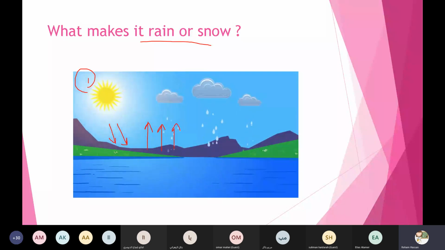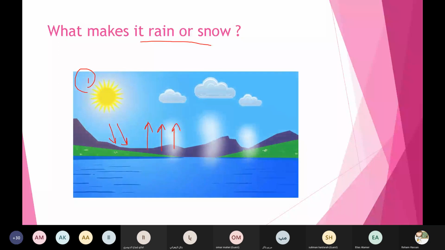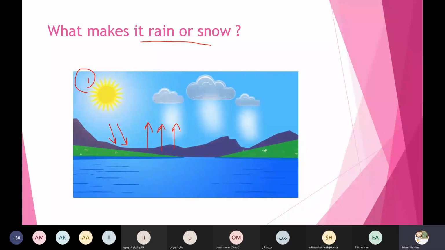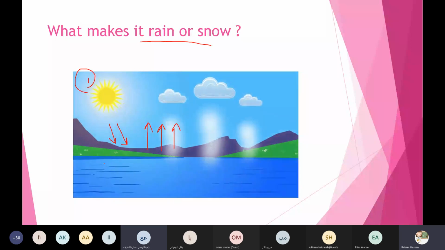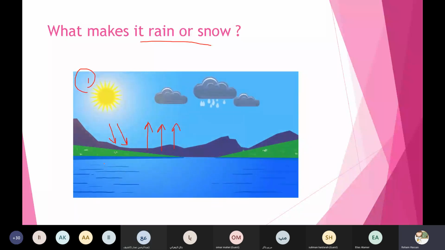Yes, Abdurrahman Ammar. So number one in the water cycle, the sun warms the earth water. Amazing. Thanks a lot, Abdurrahman Ammar. Abdurrahman Eid.